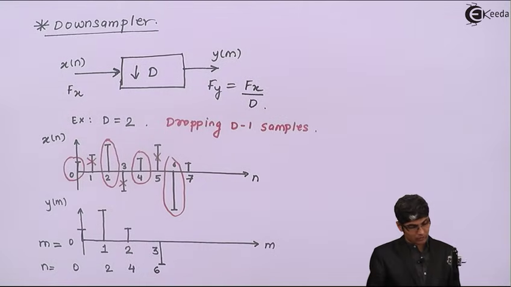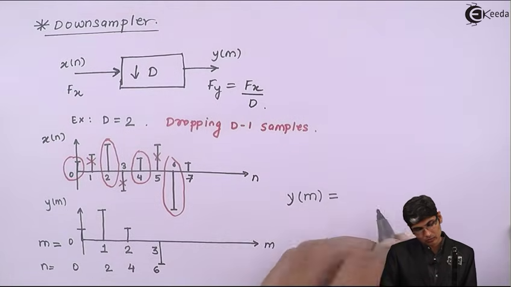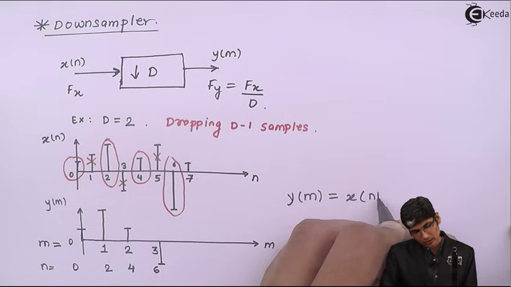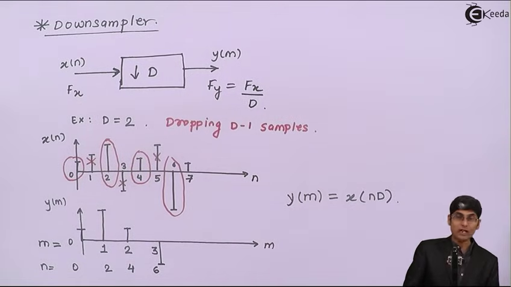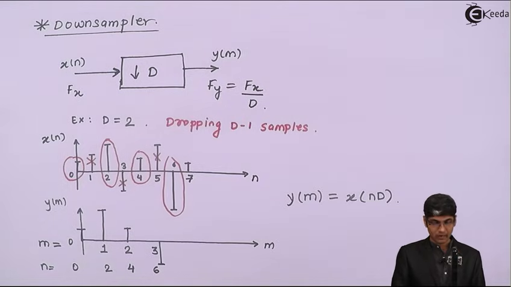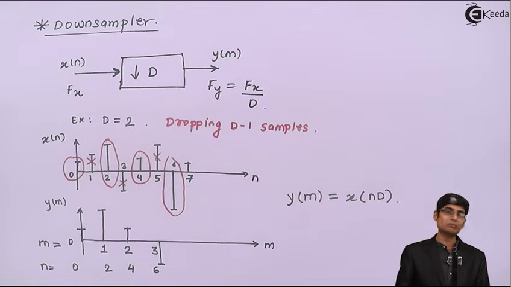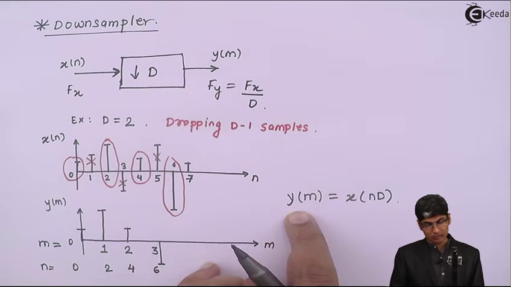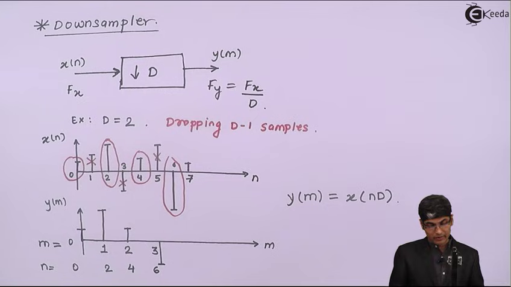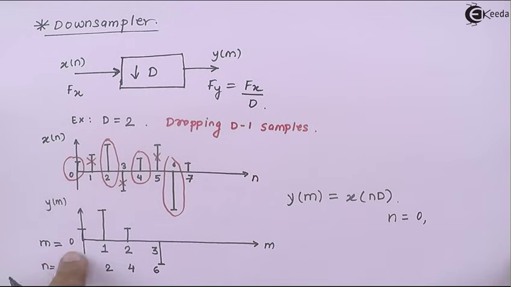So what we can say from this relation is y of m is equal to x of n into d. So I will be picking up the dth sample. n will be taking all integer values, therefore this will be integer multiples of d. So I will be only picking up the integer multiples of d in y of m. So we can develop a relation as y of m is equal to x of nd, where n is equal to 0 because it is coming 0.